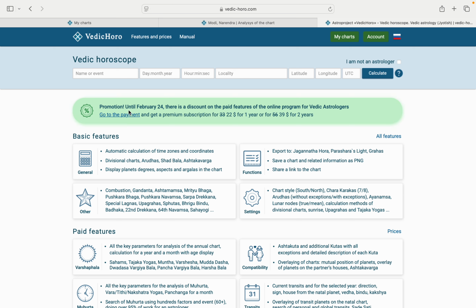It allows me to create a database of charts, and since I also practice astrology, this is very useful for me because I need to save charts of people that I work with. Here you can see the price they have mentioned for a subscription of the premium version, which is $22 for the year or approximately $40 for 2 years. There are other paid websites as well, for example Jagannath Hora, Parasha's Light, etc.